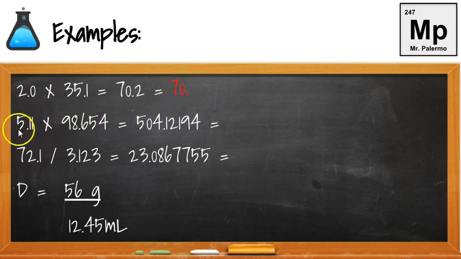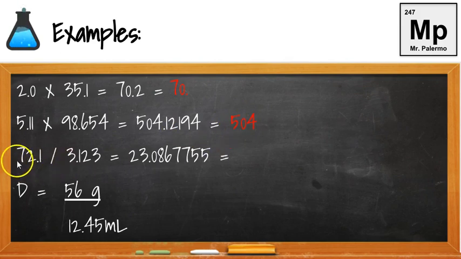The next problem: 5.11 is 3 sig figs. This is 4, 5 sig figs. So our final answer can only have 3 significant figures. So we go to our calculated answer here, and we want 3 sig figs. So our final answer is 504. That 0 is significant because it's trapped between those natural numbers.